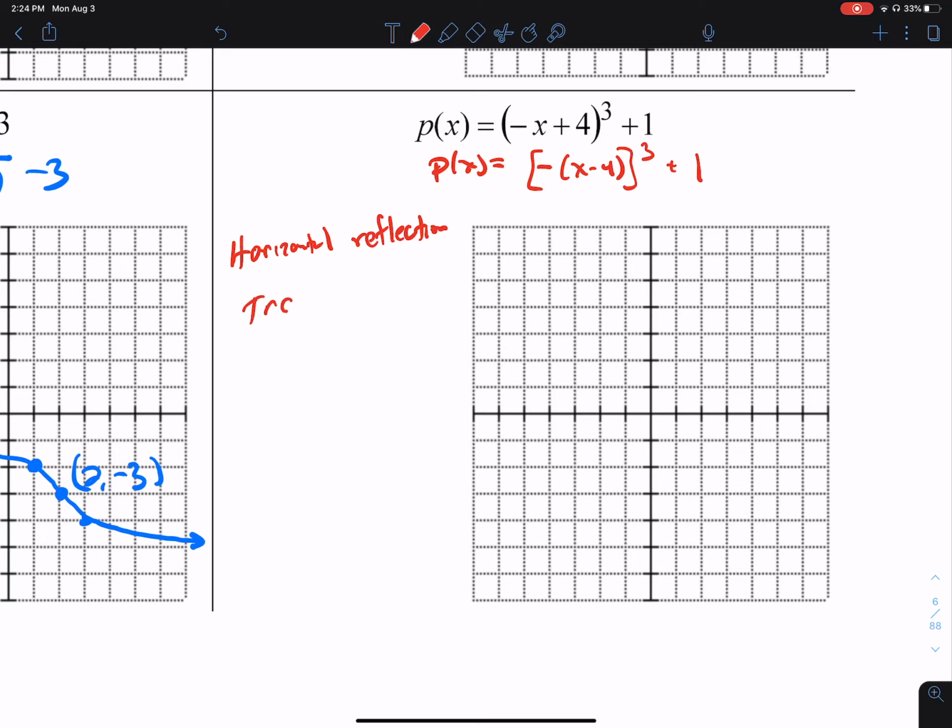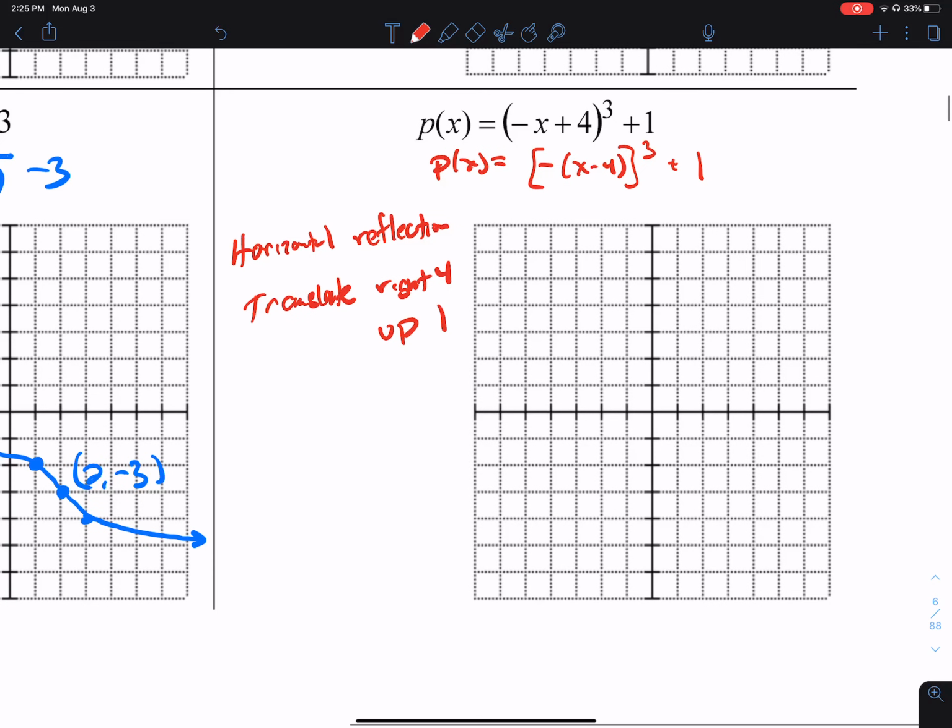We're going to translate right 4, up 1. Put the vertex on first. 1, 2, 3, 4. 4 right, up 1. Please label that vertex. Now the parent graph for this, we go right 1 and up 1, because 1 cubed is 1. We go right 2 and up 8. 2 cubed is 8. We go left 1, down 1.